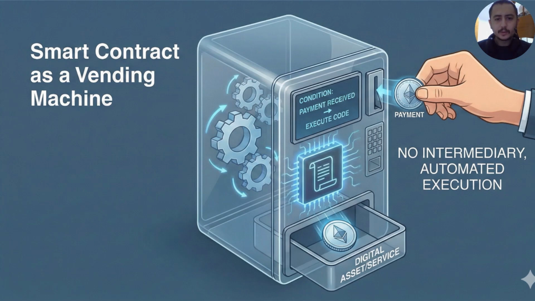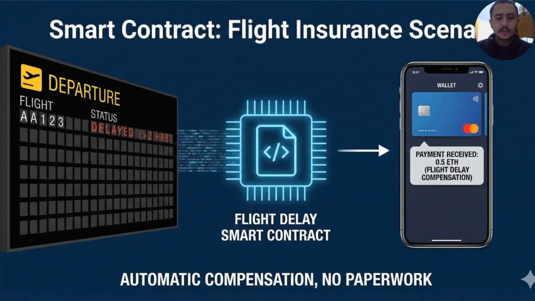Finally, we arrive at smart contracts. This is a technology that makes money programmable. The best analogy here is a vending machine. In a vending machine, there is no shopkeeper or intermediary. You insert the money, select the product code, and the machine gives you the item automatically. Smart contracts work the same way.